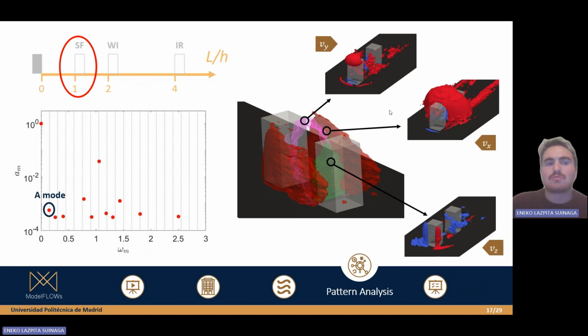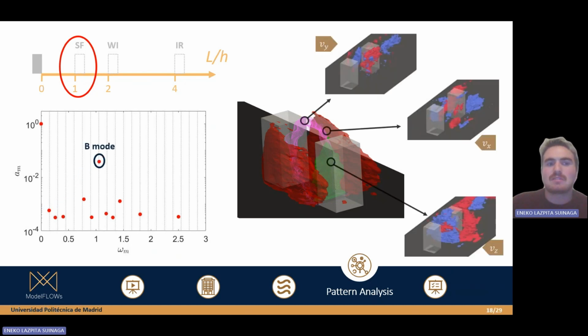And if we go to other types of modes, such as the B mode, which is more related to the breaking process of these main flow features, we see more clusters on the sides of the buildings, and those help the destruction and the dispersion of these structures.